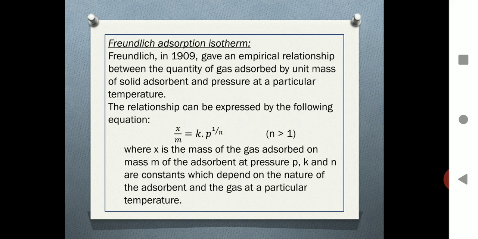Now Freundlich in the year 1909 gave an empirical relationship that could relate the quantity of the gas adsorbed per unit mass of the solid adsorbent with pressure at a particular temperature, and the relationship can be expressed as x by m equal to k into p raised to the power 1 by n, where k and n are constants which depend upon the nature of the adsorbent and the adsorbate, whereas x by m denotes extent of adsorption and p denotes pressure.